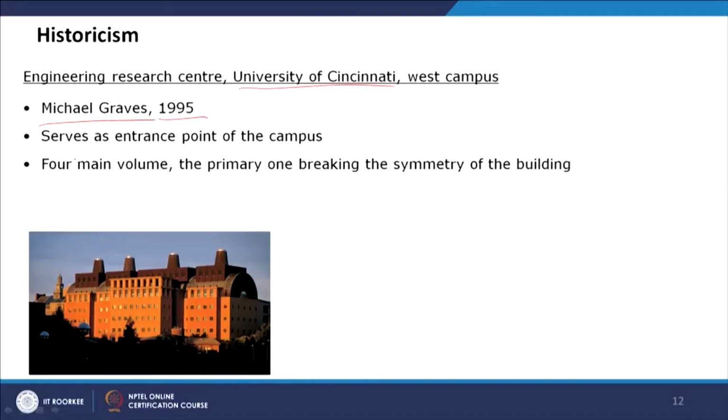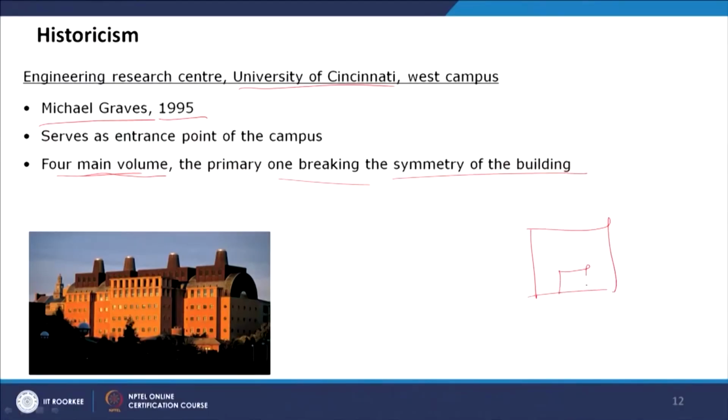But the historic depiction here is that from outside you can see this is a main four-volume building. The primary one breaks the symmetry of the building. Through the primary one there is an axis from where people enter this building. So there are other three which are smaller.